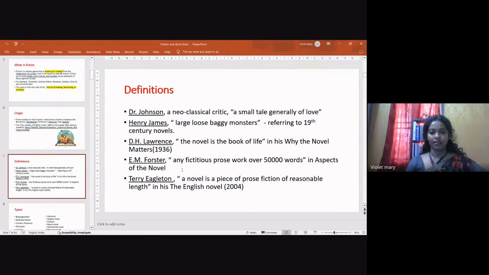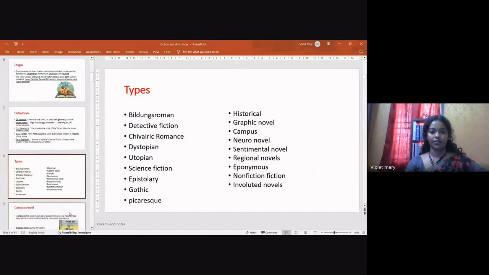Then Terry Eagleton. Terry Eagleton is a particular kind of critic. He belongs to one group. What is that? He called the novel a piece of prose fiction of reasonable length, in his work The English Novel. So it's very important. Note it.